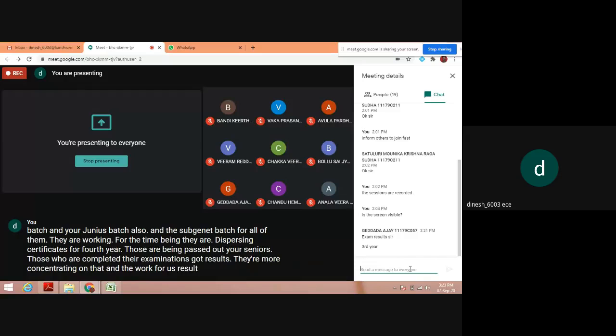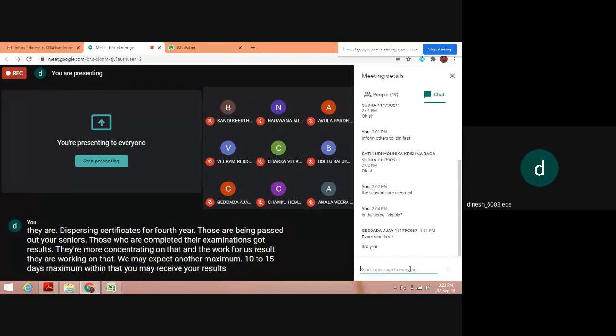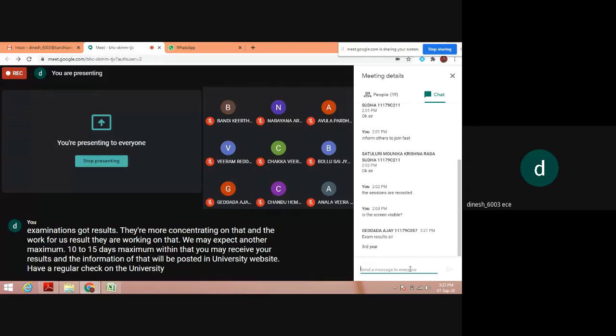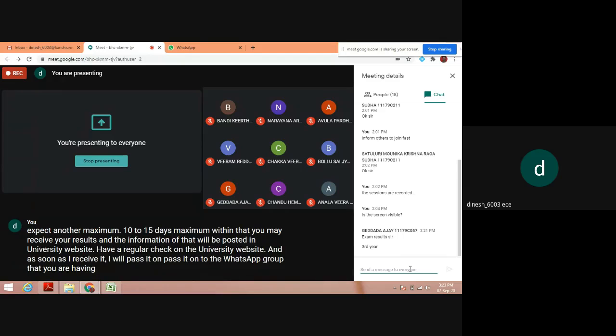They are working on that. We may expect another maximum 10 to 15 days. Within that, you may receive your results, and the information will be posted on the university website. Have a regular check on the university website, and as soon as I receive it, I will pass it on to the WhatsApp group that we are having. Okay, Ajay.